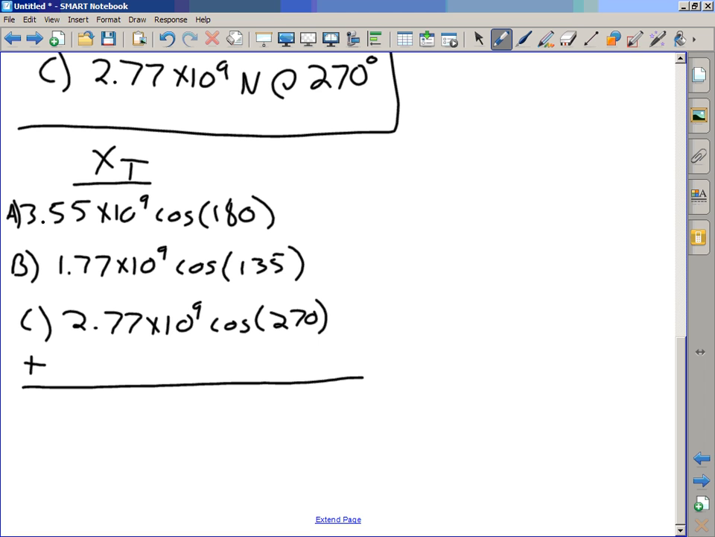What's that going to be? Should be negative something. Negative 4.88 minus 1.8. All right, give that to me again, please. Negative 4.9 times 10 to the 9th. All three of those added together.